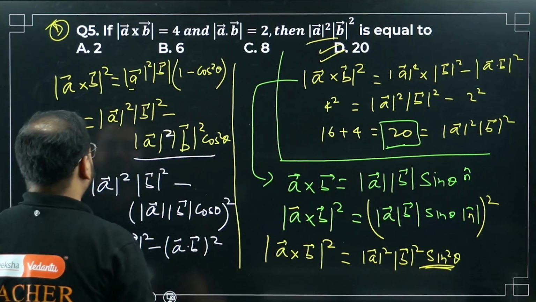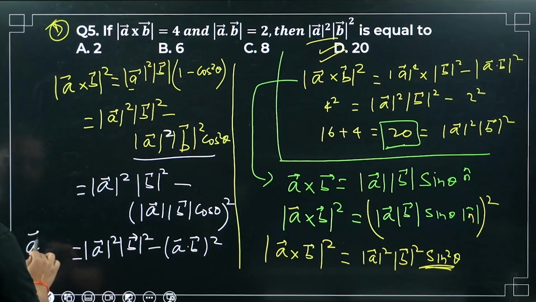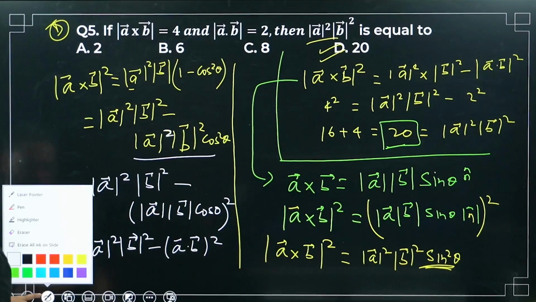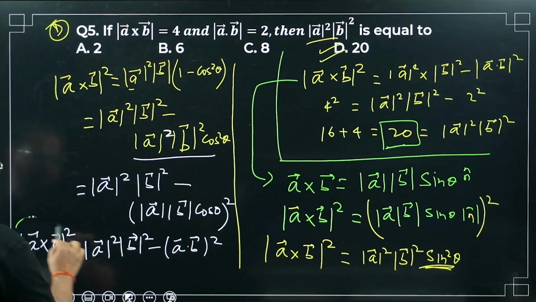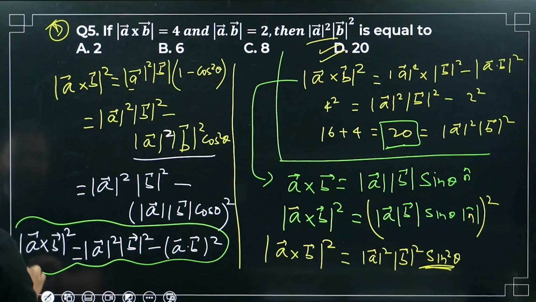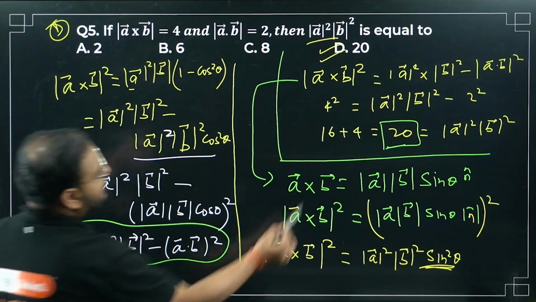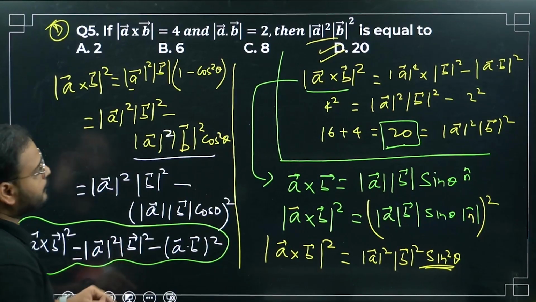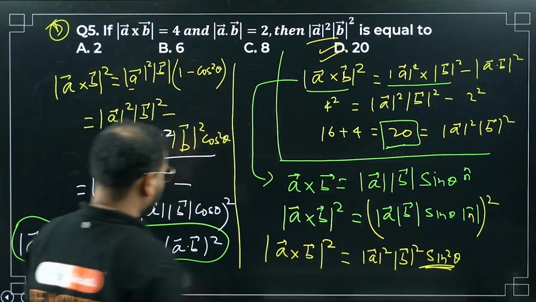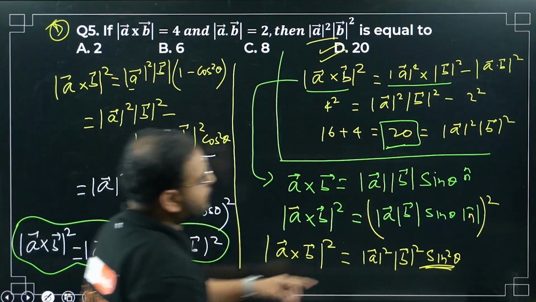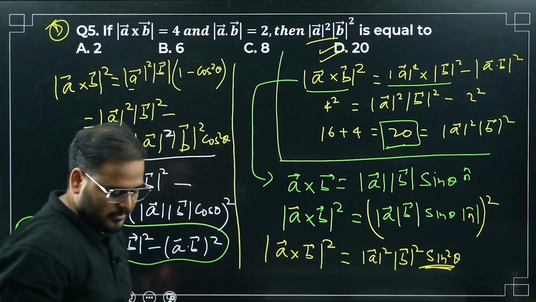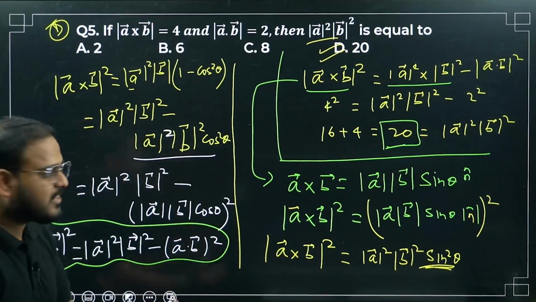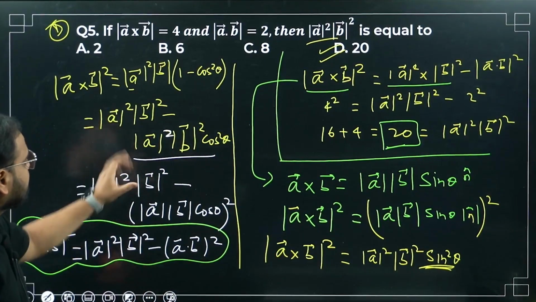And what is the LHS? A cross B mod the whole square. What's my result? This is it, sir. Mod of A cross B, whole square, equals mod of A square, mod of B square, minus square of A dot B. Please have a look. How do we get it? Using this expansion from here. Additional information, okay? This is how we get the result.